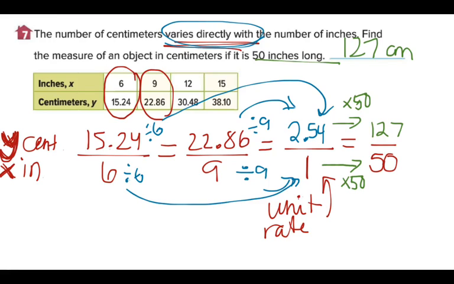Okay, so again, it's ratio work, it's fraction work. It's find a unit rate and use that unit rate to figure out a different rate.